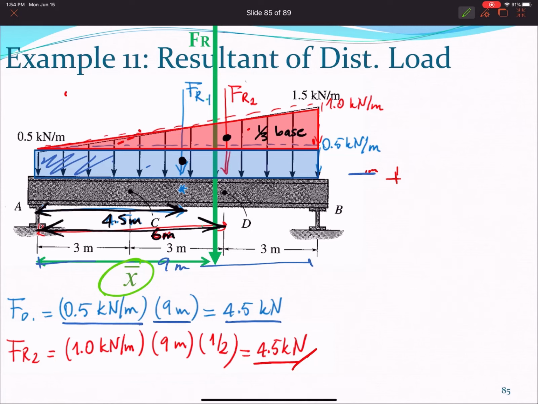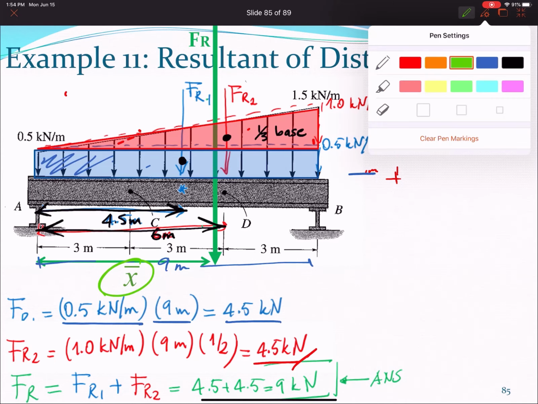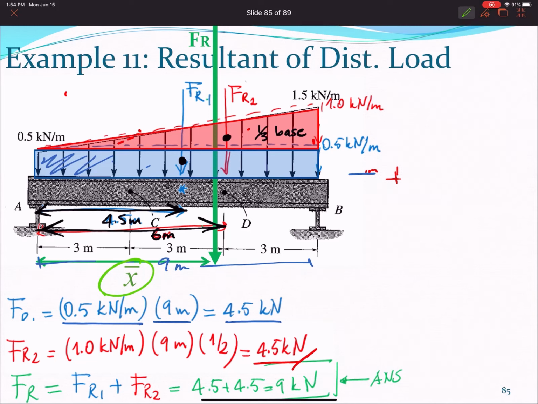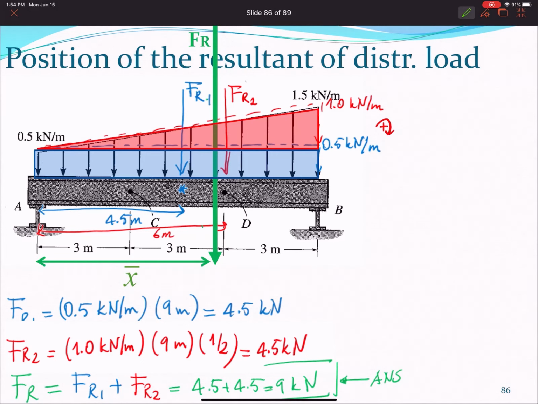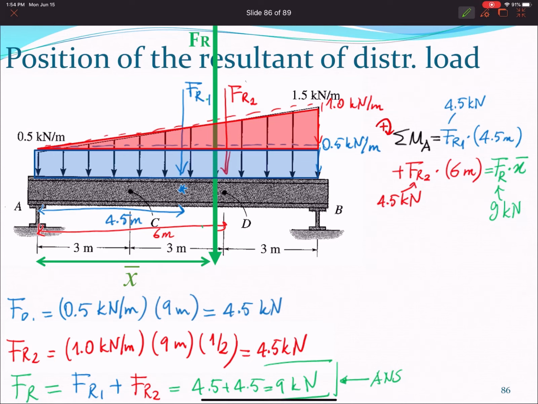That is the moment arm of the new force. So let's set it up. The magnitude of that green force is easy. It's just the rectangle plus the triangle, and gives you 9 kilonewtons per meter. And what about the position of the force? Well, it has to give us the same moment as the two forces.